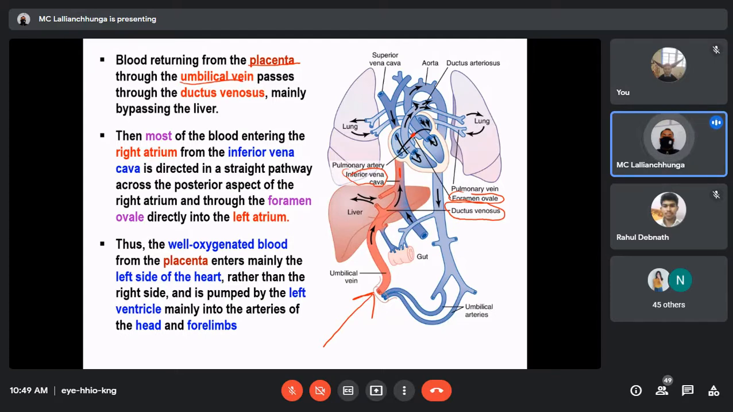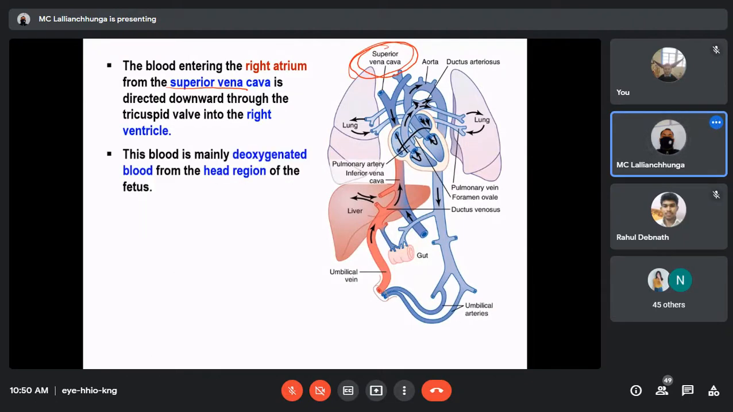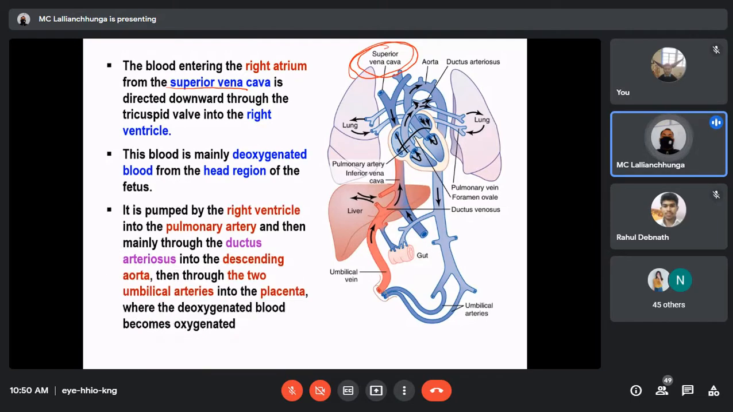So this blood will enter the left atrium and then into the left ventricle. Then the blood entering the right atrium from the superior vena cava is directed downward through the tricuspid valve. Now let's see the superior vena cava, blood coming from the upper part of the body. Now it is entering the right atrium and then directly into the right ventricle. The blood is mainly deoxygenated, that I'll not repeat.